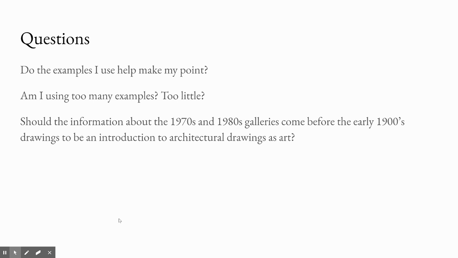The questions I have for you are: do the examples I use help me make my point? Am I using too many or too few examples? And should the information about the 1970s and 1980s galleries come before the early 1900s drawings to be an introduction to architectural drawings as art?